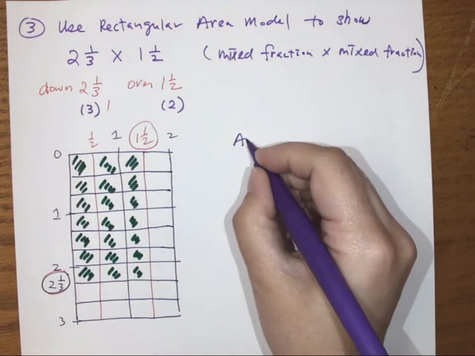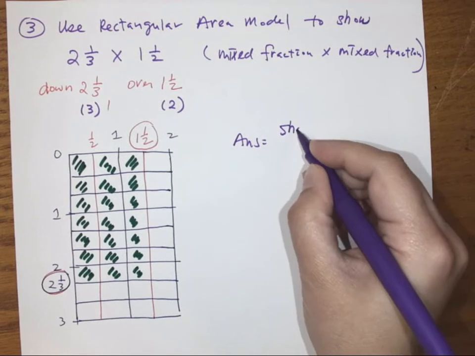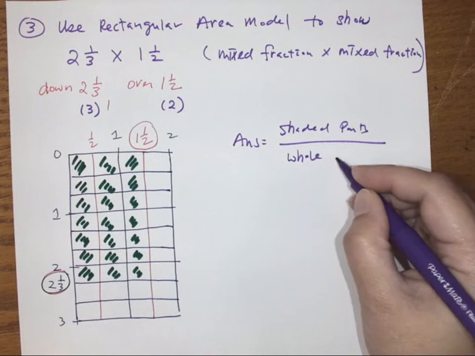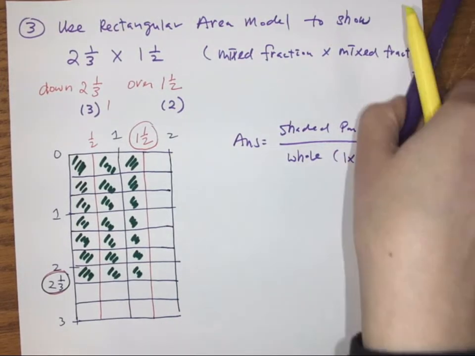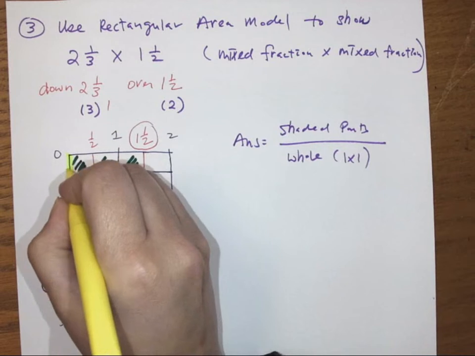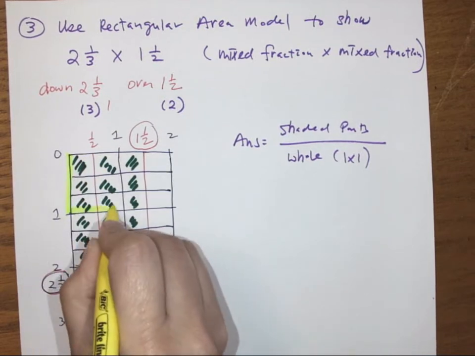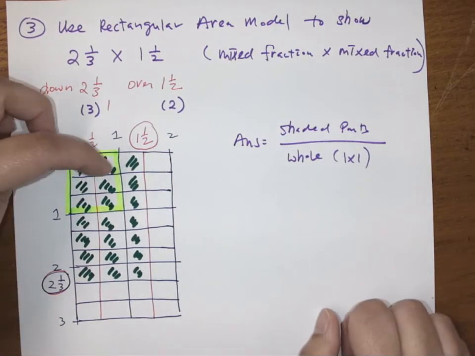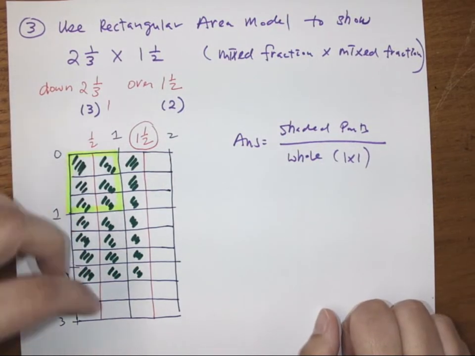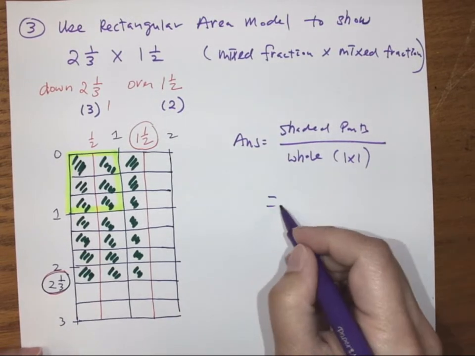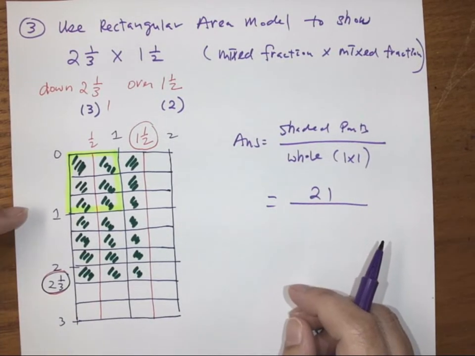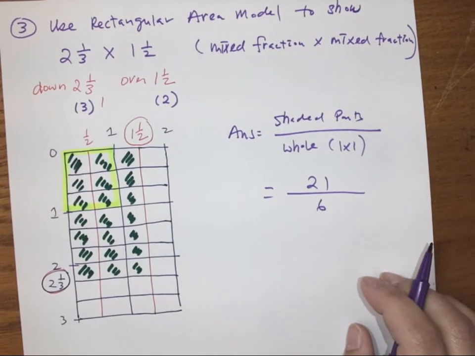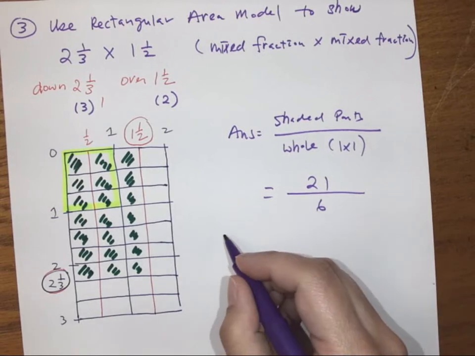So my answer here is, again, the shaded part compared to the whole, which is 1 by 1, right? So I'm going to use something with color to highlight 1 by 1. Okay, so how many shaded parts? 21, okay. How many units make one whole? 6. So it looks like this is an improper fraction, so we're going to need to convert it to a mixed fraction.